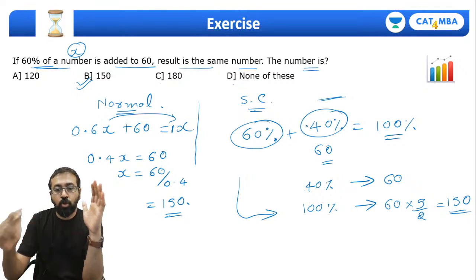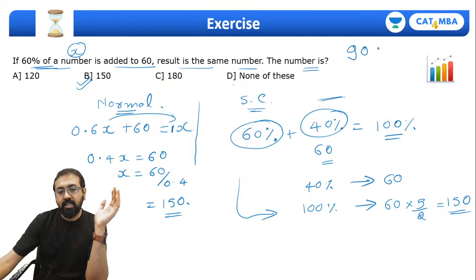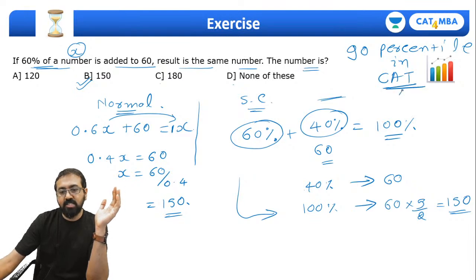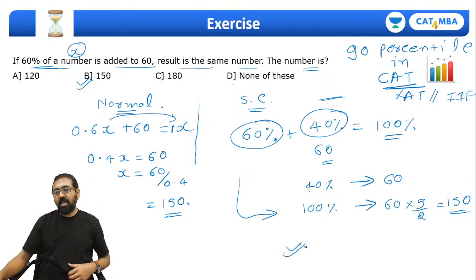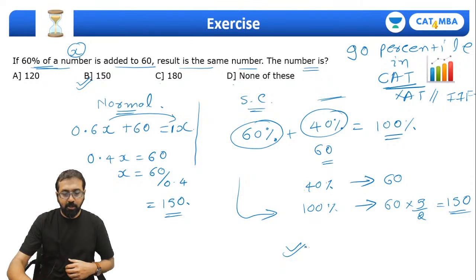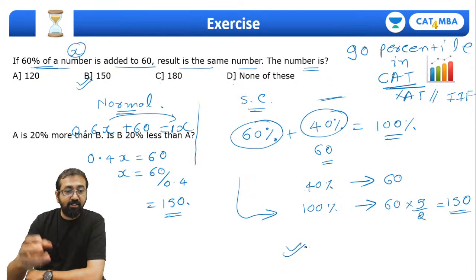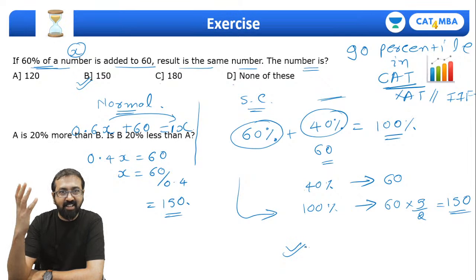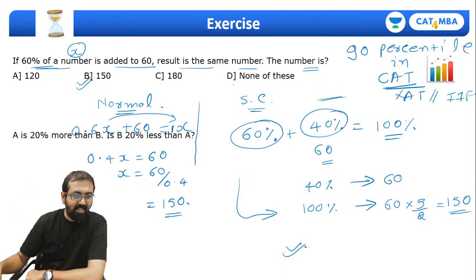If you want to cross that 90 percentile mark in CAT, or XAT, or IIFT, or whatever exam you take, you will have to do it this way, guys. Are you all clear? Can you show me a thumbs up quickly if you have understood this? Great, superb. Now we are left with just 5 minutes, guys. Time flies away. I'm sure you also feel the same.